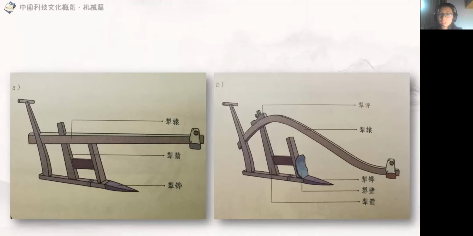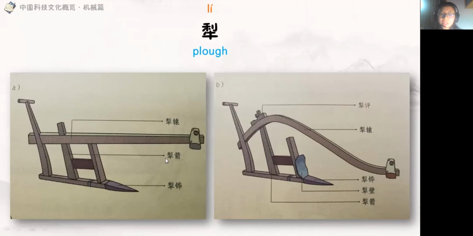In Chinese, we call it... okay, how to pronounce it? If your background is noisy, please mute yourself. Okay, I hear the correct pronunciation. Li, 犁, means plow. Here are two kinds of plows.